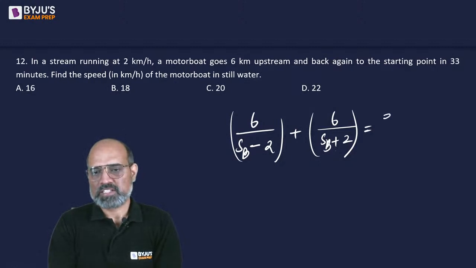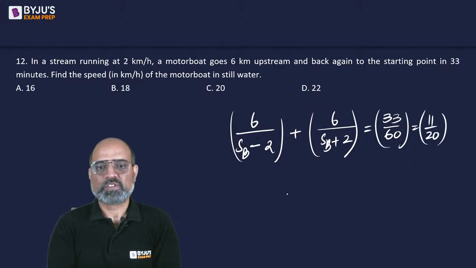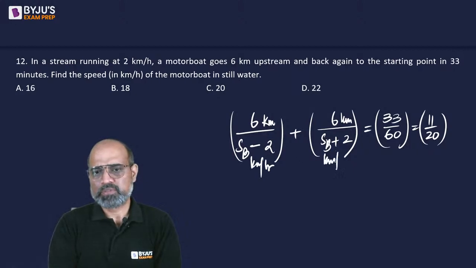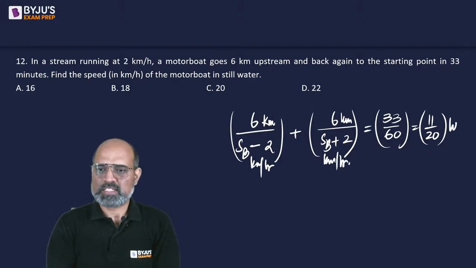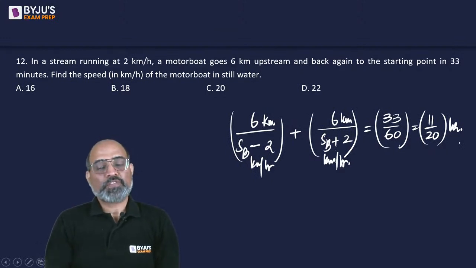So 33 की जगह we can write this as 33 by 60 of an hour, which is going to give us 11 upon 20 of an hour. Why hour? क्योंकि this was in kilometers और denominator में भी kilometer per hour है ना, 2. So let's convert it into hours. So we need to find out the value of SB.